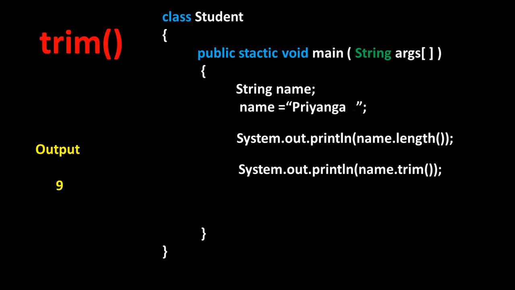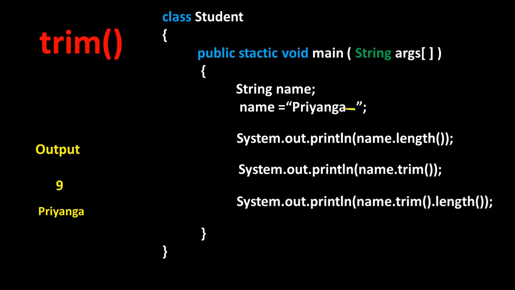And then I use something called name dot trim. It will remove the last unnecessary space. It will print it as Priyanga. And then I have another one, name dot trim dot length. So what happened? It will remove the empty space using the trim operation, and after that get the length. So it will give the length as 8.